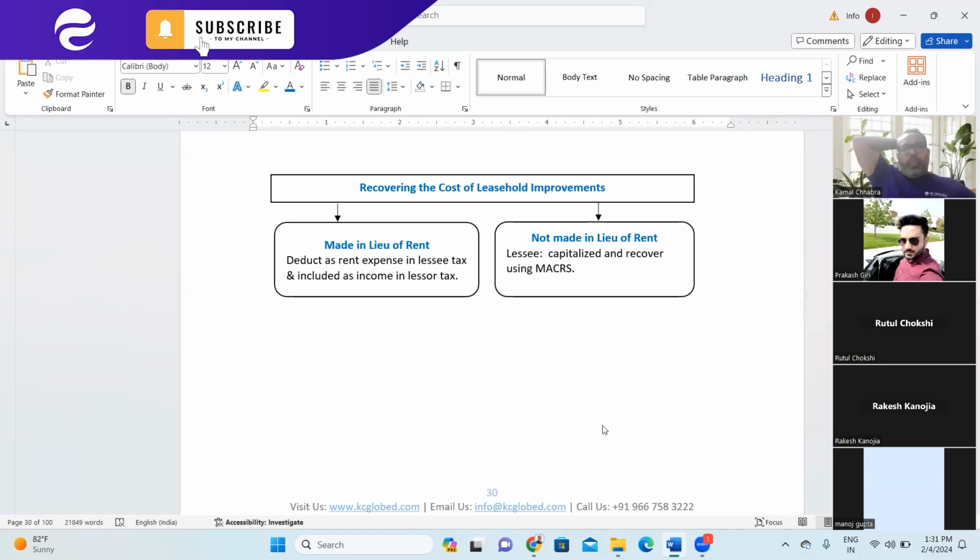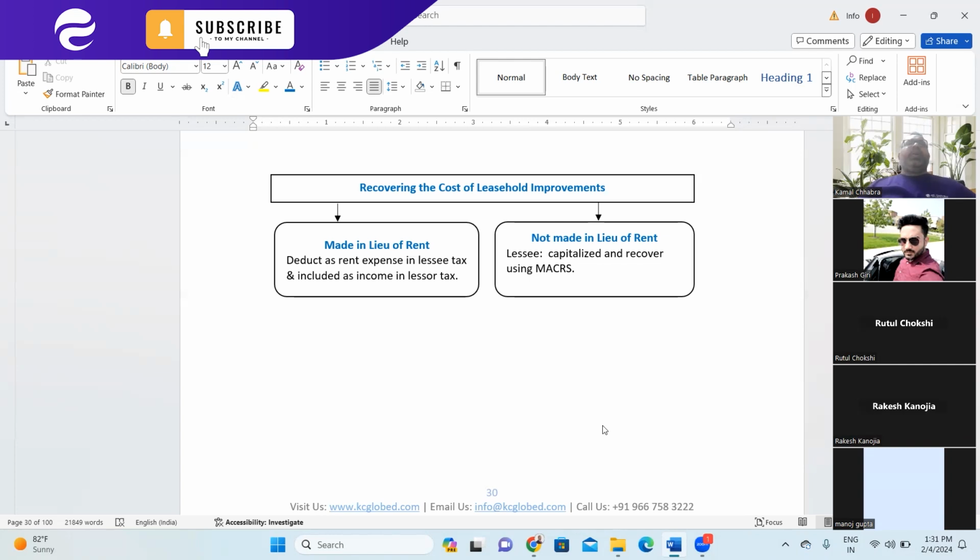So in simple terms, it depends on the contract. Whether you are getting only the four wall covering area, or including the infrastructure fully furnished, and then you are paying rent. If you are paying rent only, then you can take it as an expense. But if you are making changes, you can capitalize it and use it as depreciation.